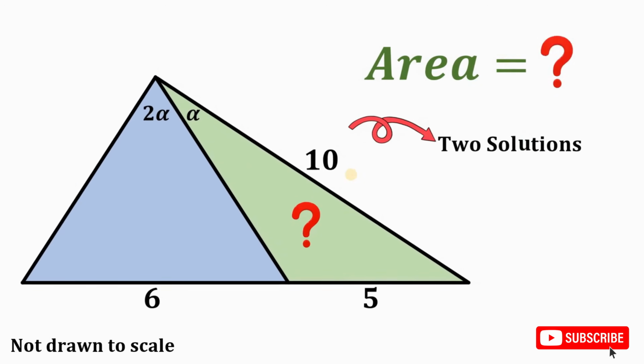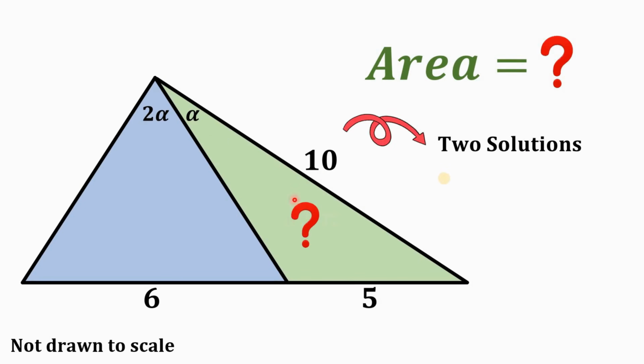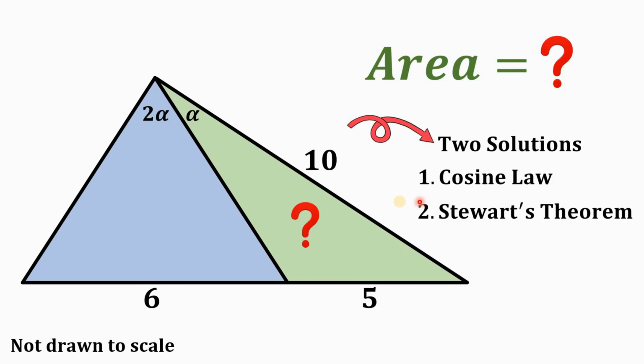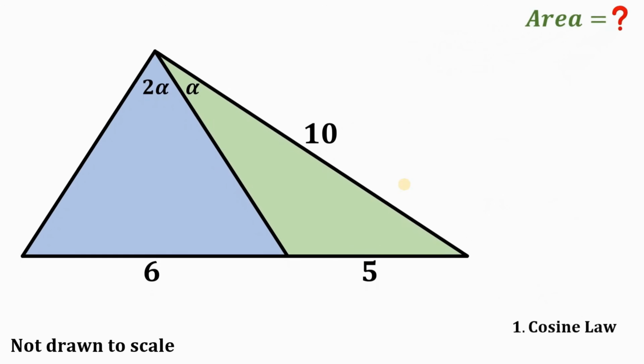I will show you 2 different solutions to find the area of this green triangle. So the first one is using the cosine law. Now the second one is the Stewart theorem. So let's begin by using the cosine law.